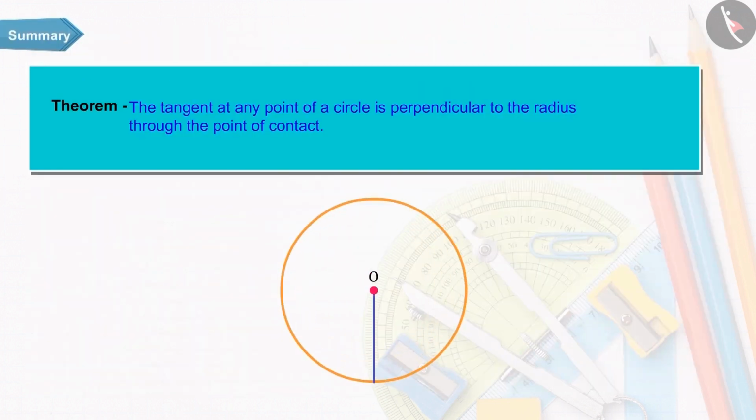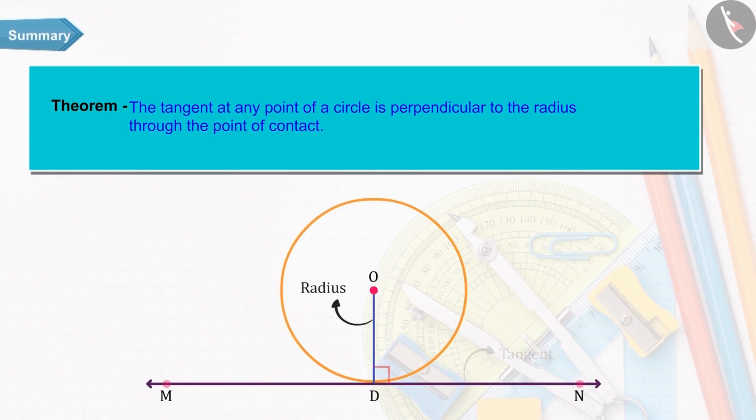Today, in this video, we saw the relationship between the radius of a circle and its tangent. In the next video, we will see some more examples of tangent.